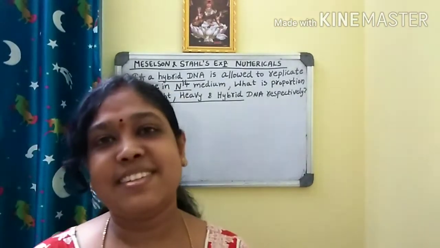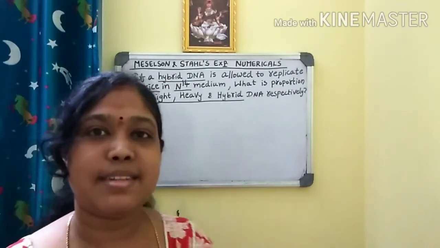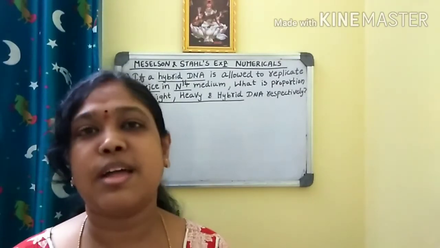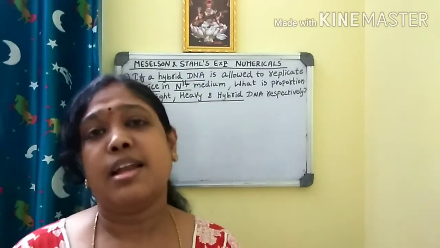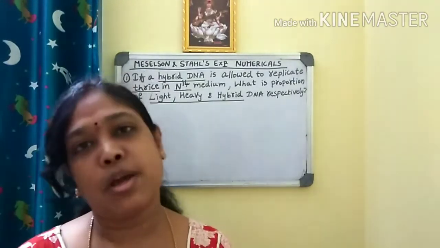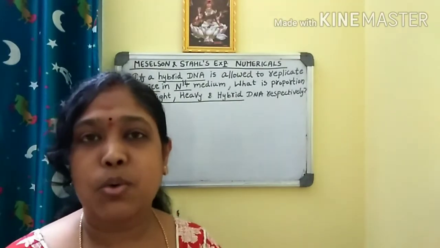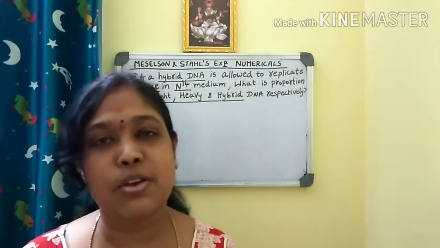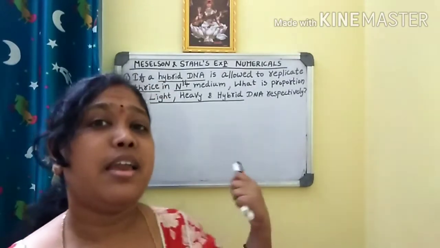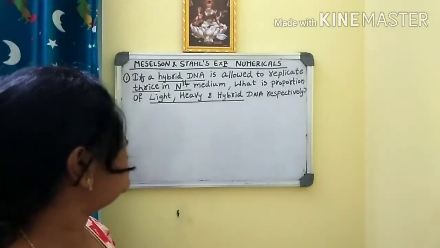Hello friends, in this lecture I will be dealing with the numericals related to Meselson and Stahl's experiment. Meselson and Stahl are two scientists who proved that DNA replication is always semi-conservative. What is the semi-conservative mode of replication and what is Meselson and Stahl's experiment? You can watch my other video, the theory video, and here I will be discussing only numericals. So now we will see the question.